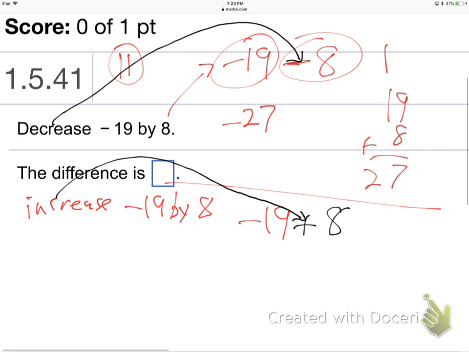The 8. Now, how would I do this right here? That's a plus sign. How do you do minus 19 plus 8? So think football, money, whatever. The running back loses 19 yards on the first play. The next play, he gains back 8. Where's he at?